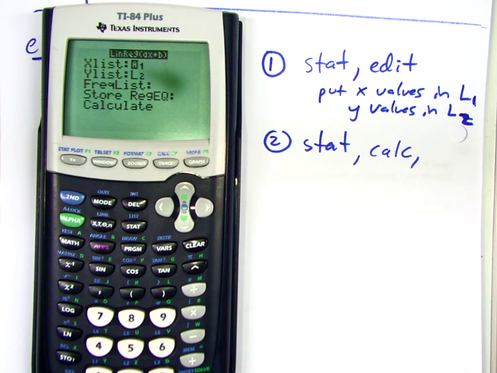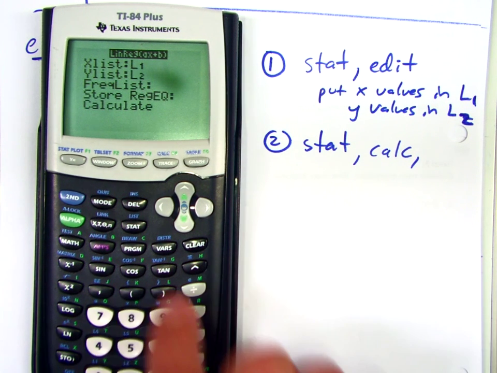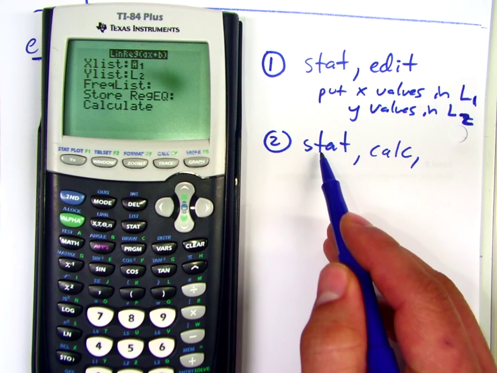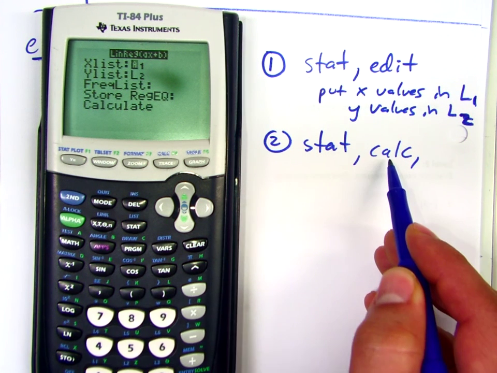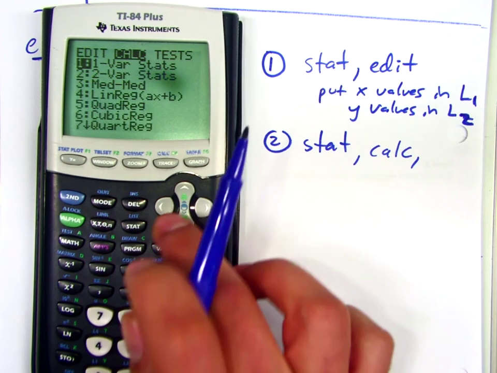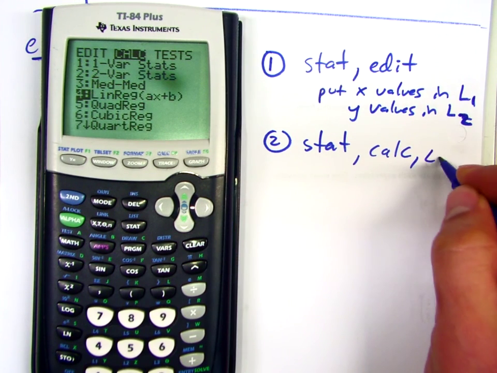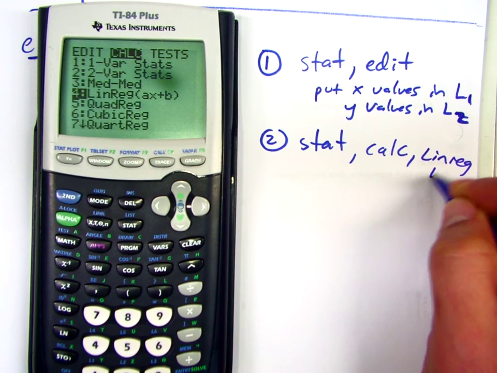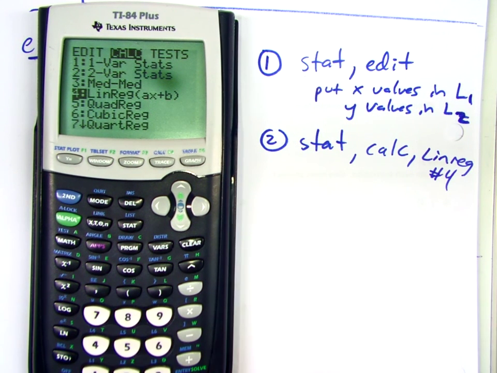So if you just always have that in there, then it saves you time. How'd you get there? Can you show me how you got there? Once again, it's right here. Stat, Calculate, option number 4, Linear regression. Everybody see it now?